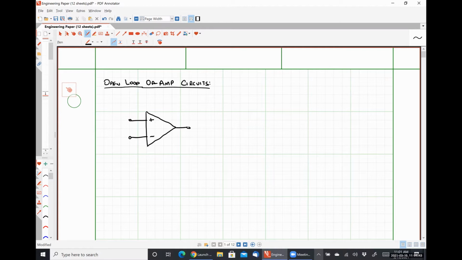where we have a non-inverting input terminal denoted by the plus sign, an inverting input terminal denoted by the minus sign, and an output terminal on the opposite side. An open loop op-amp circuit is any one that does not contain a feedback loop.